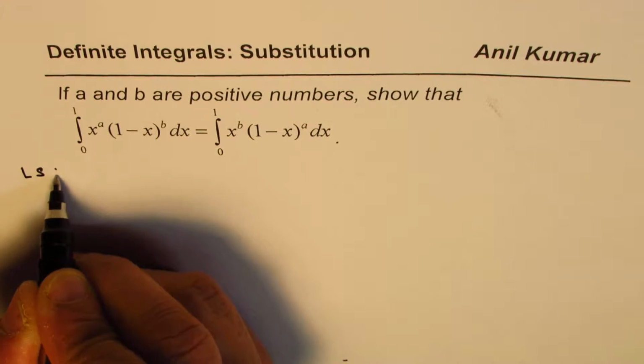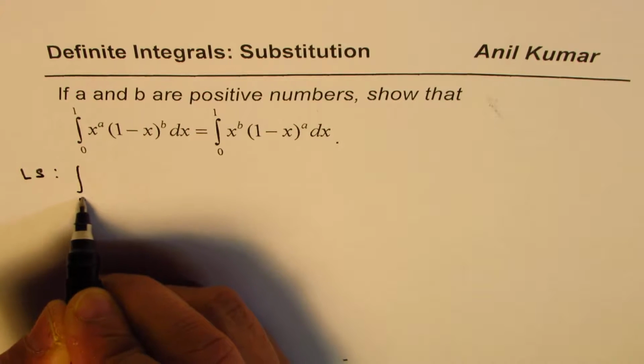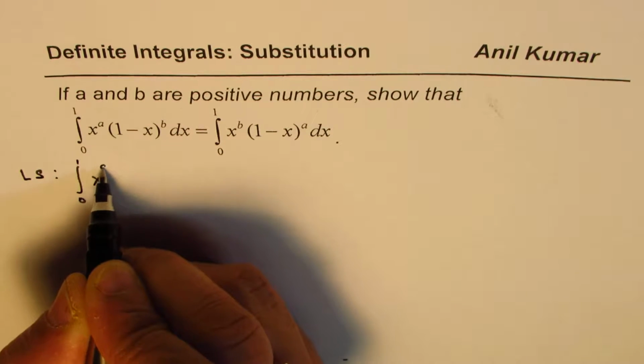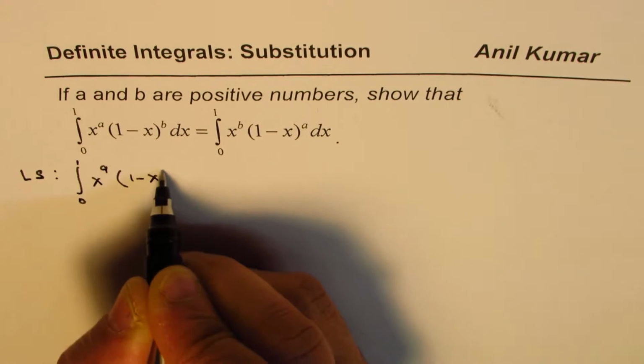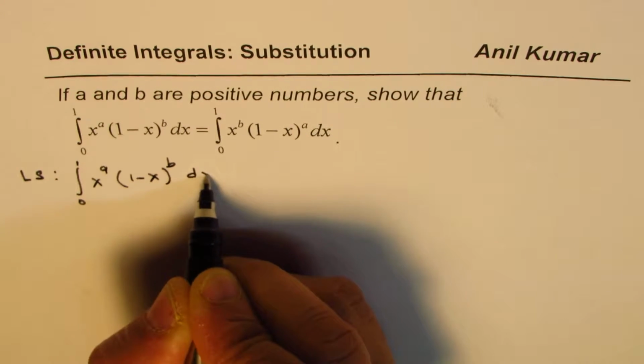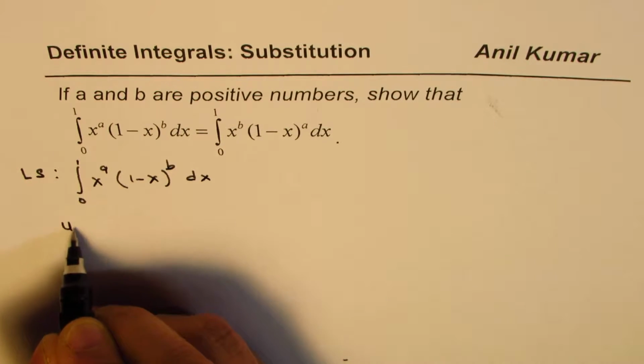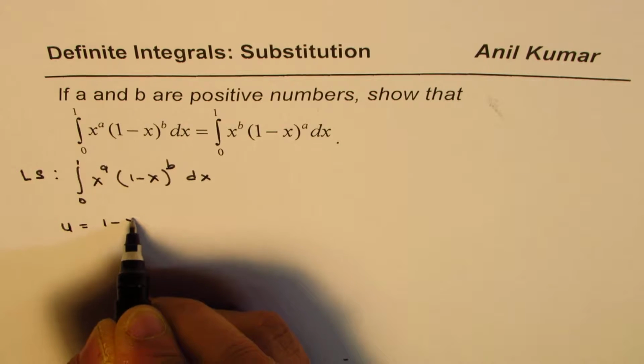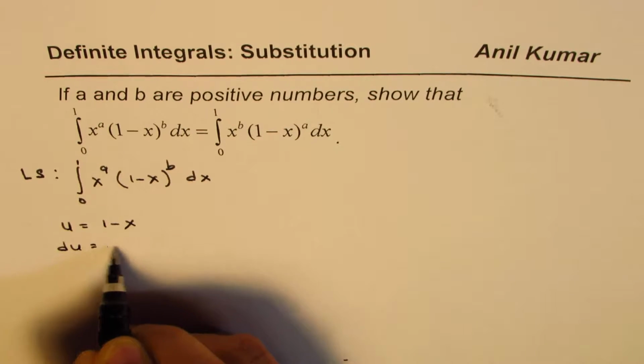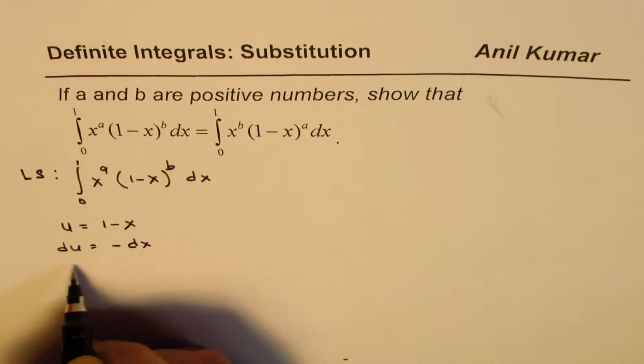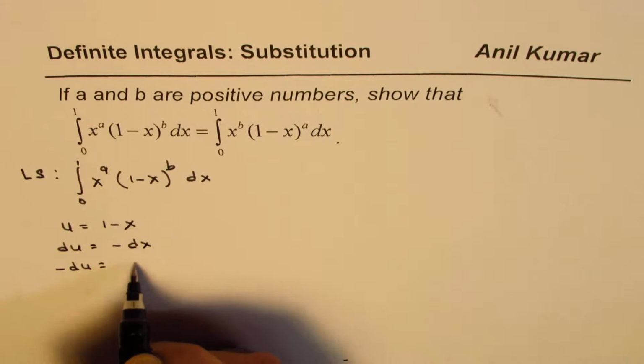So left side for us is integral 0 to 1 x to the power of a times 1 minus x to the power of b dx. Let's make a substitution. u equals 1 minus x, then du will be equal to minus dx, or you can say minus du is dx, right?